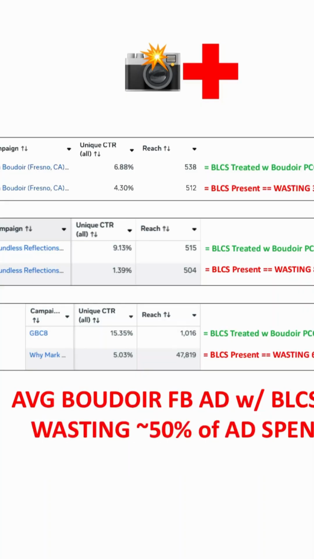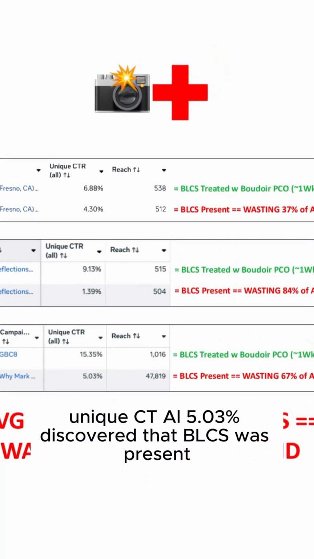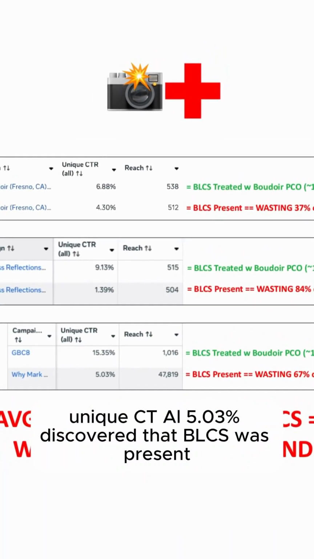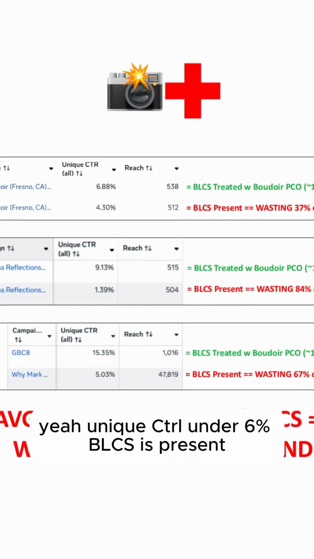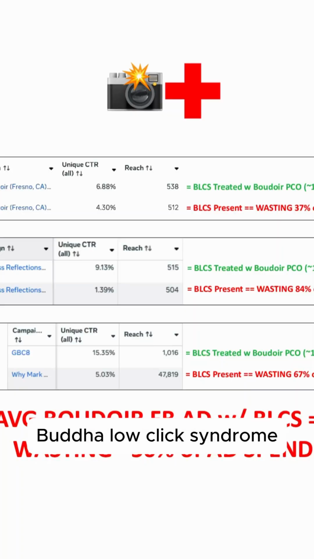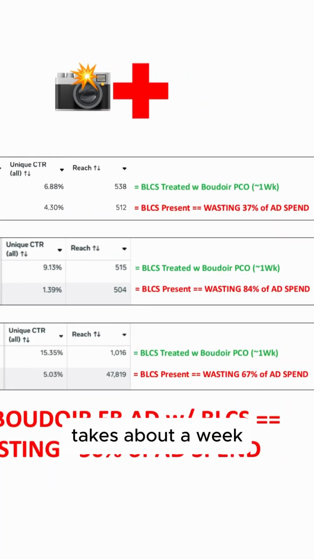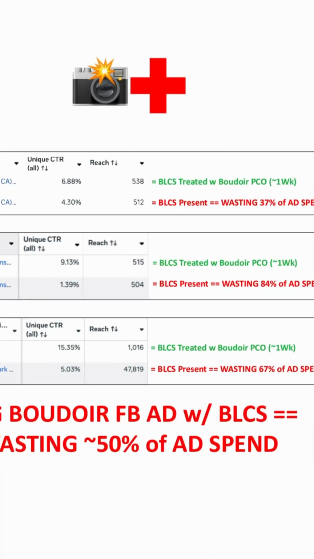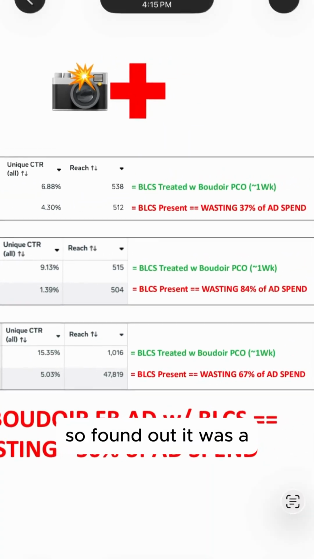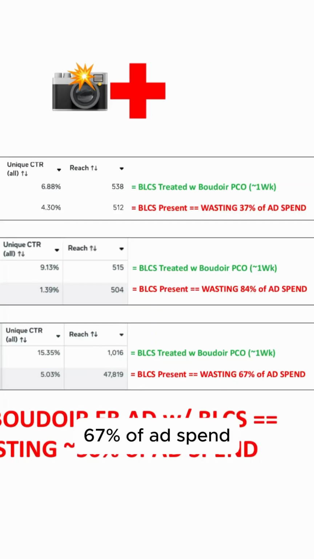Finally, my hospital now had a patient come in, unique CTR 5.03%, and we discovered that BLCS was present. Unique CTR under 6%, BLCS is present, Boudoir low click syndrome. So now we've got the solution. We can treat it with Boudoir Pico, which takes about a week. And we got the unique CTR up to 15.35%. So we found out the original Boudoir Facebook ad was wasting 67% of ad spend.